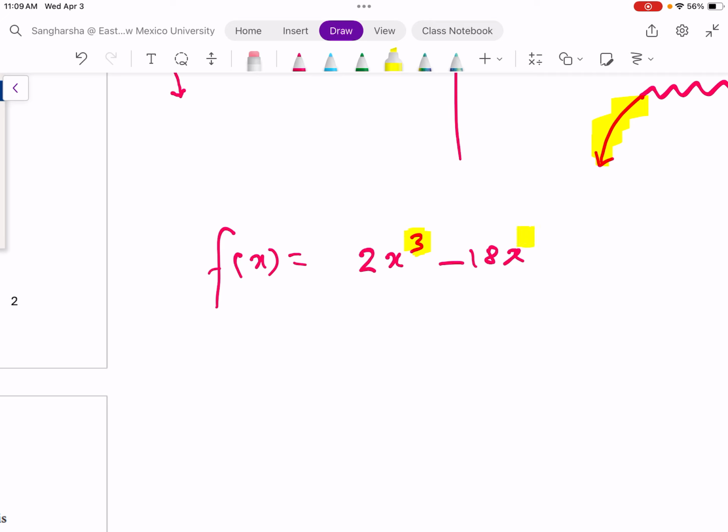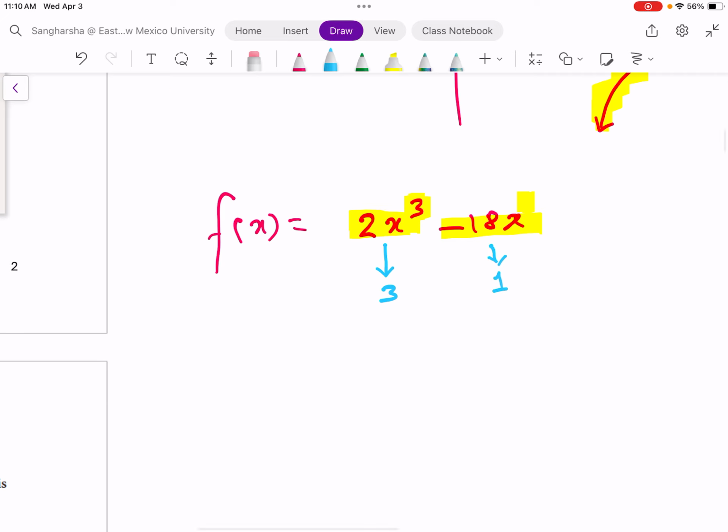Now in this polynomial function, we have two terms. 2x cubed is the first term, negative 18x is the second term. So what is the degree of the first term? When we are talking about the degree, it's an exponent, or the sum of the exponents of every variable in that term. In this term, we only have one variable and its exponent is 3, so 3 is the degree. Similarly, this term has a degree of 1. These are the degrees for each term.